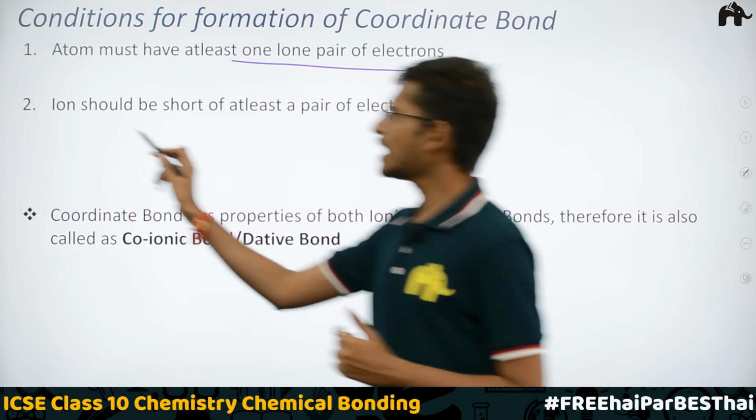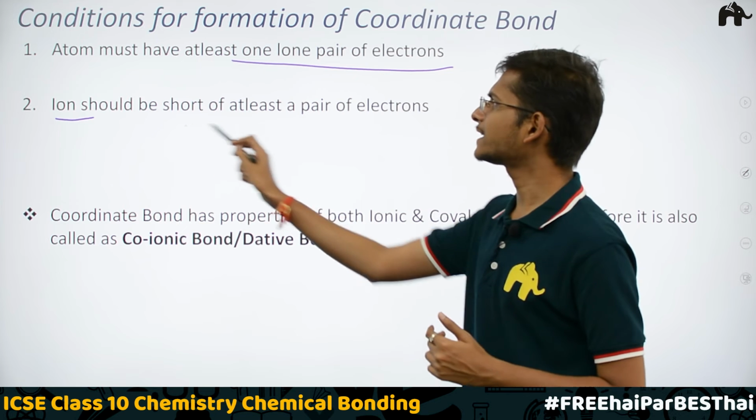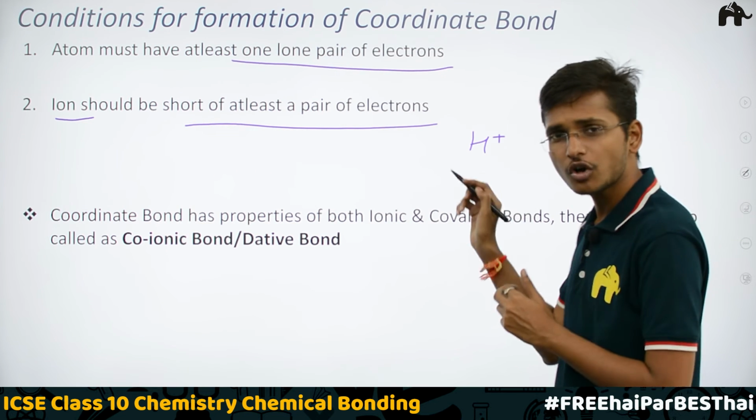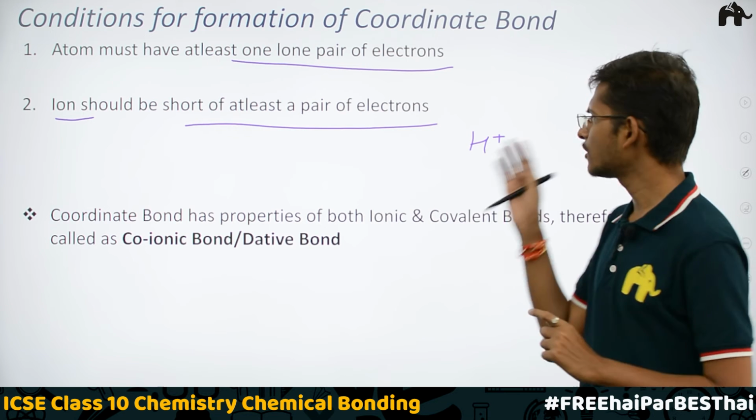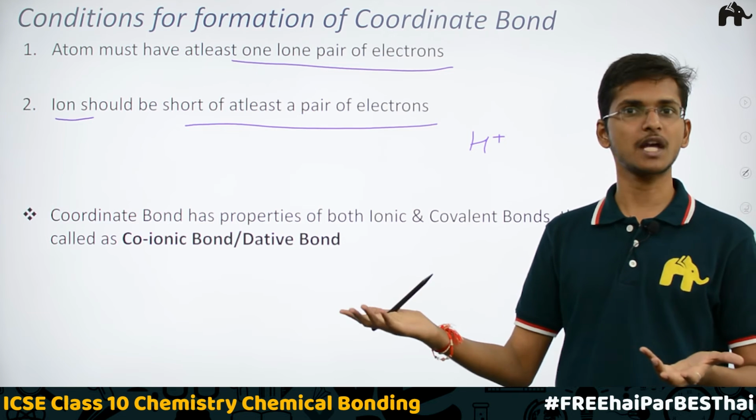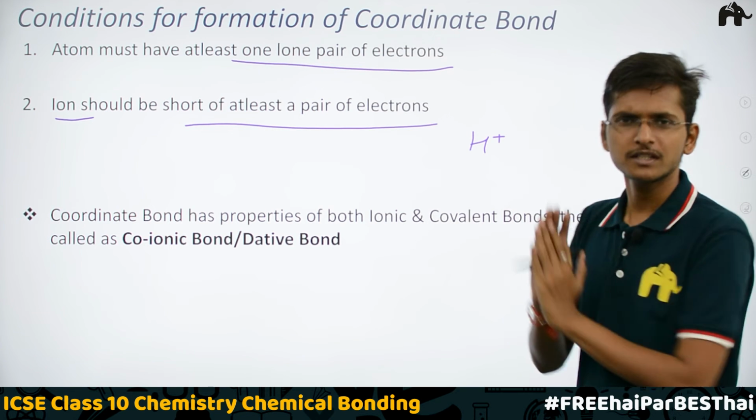The next condition is that the ion should be short of at least a pair of electrons. We have seen H plus in both the cases. This is short of a pair of electrons. It just wants 2 electrons, and it would attain the configuration of helium and be very happy. So these are the two very easy conditions.